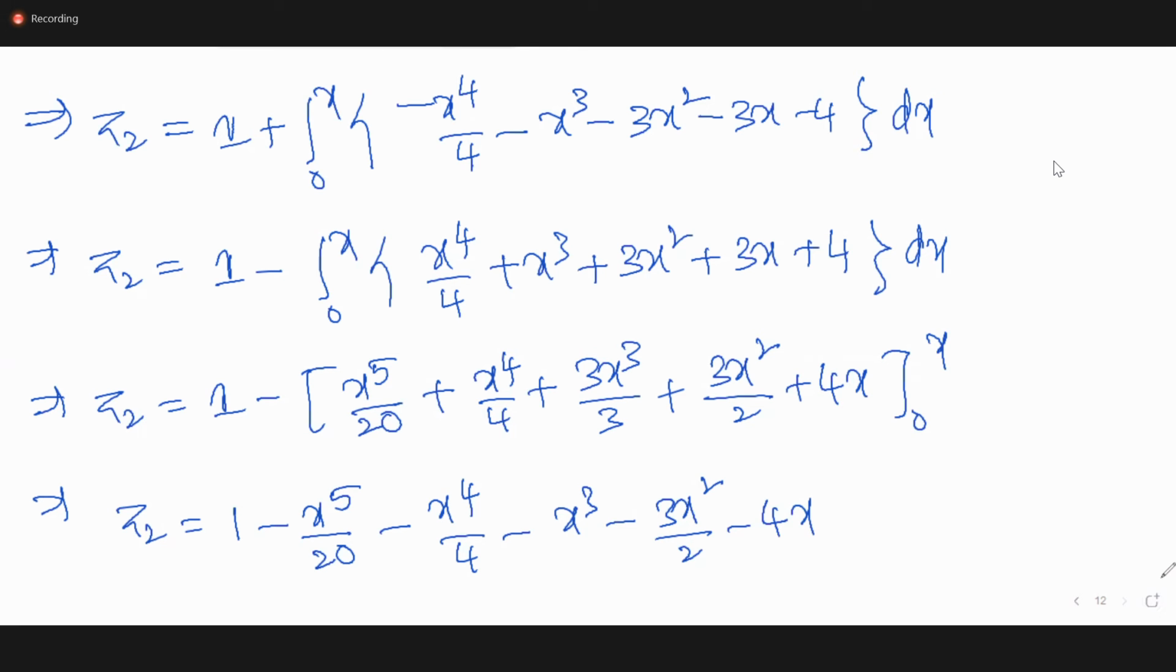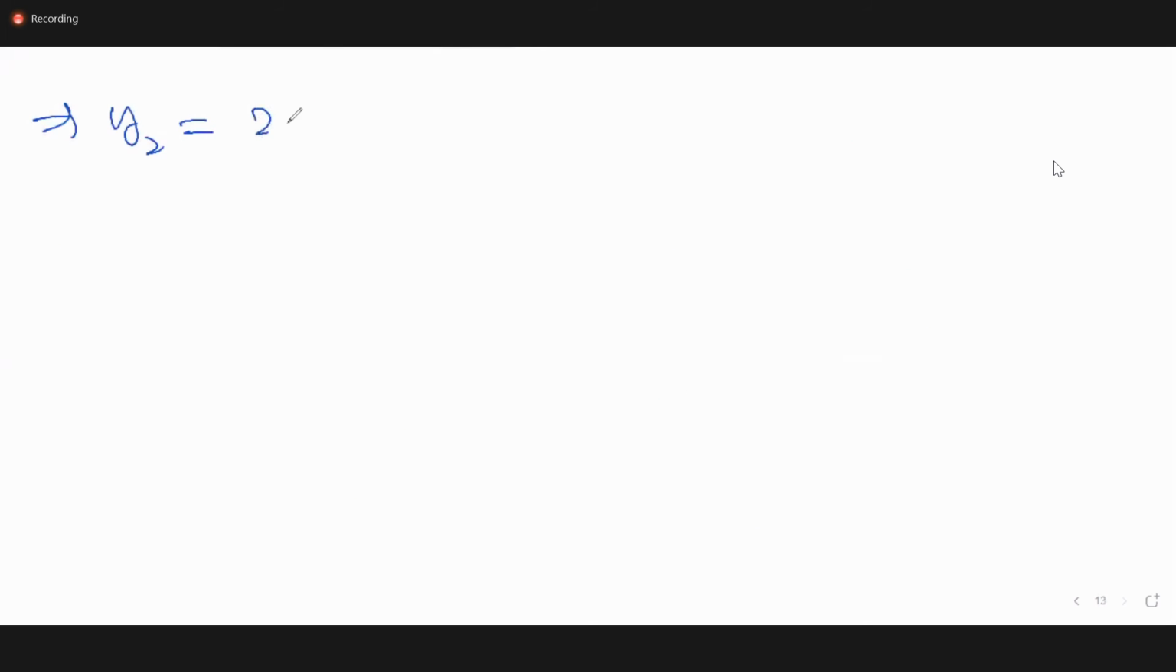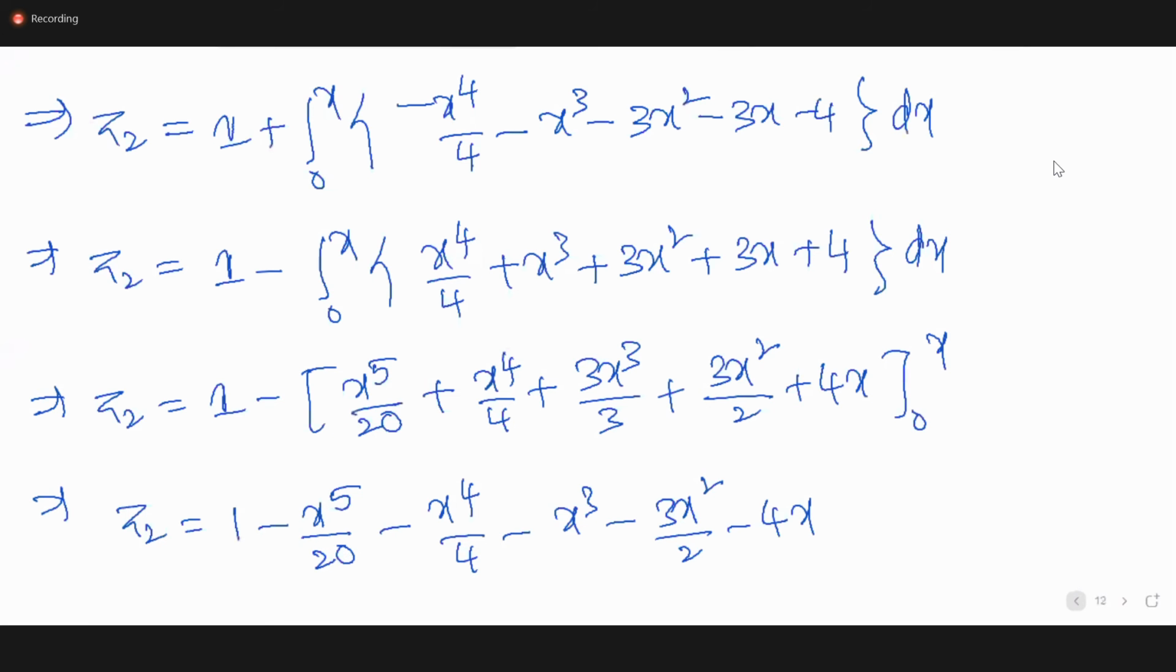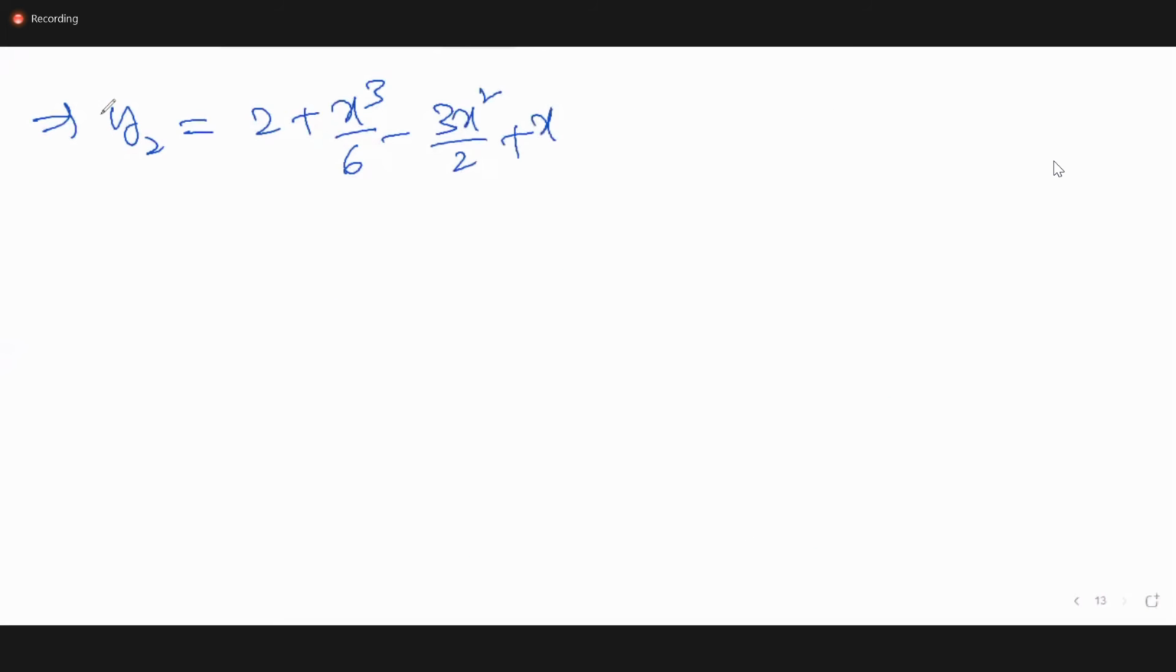That implies y2 is equal to 2 plus x cube by 6 minus 3x square by 2 plus x. So this is the y2 value.